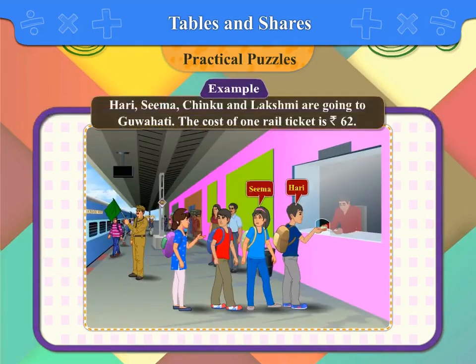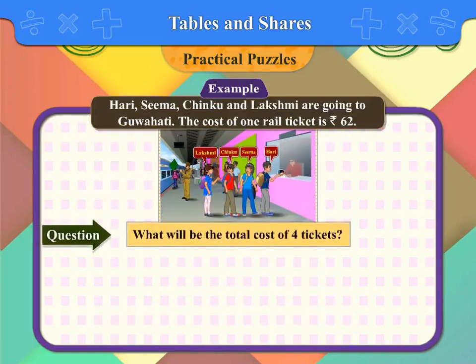Hari, Seema, Chinku and Lakshmi are going to Guwahati. The cost of 1 rail ticket is rupees 62. Question. What will be the total cost of 4 tickets?